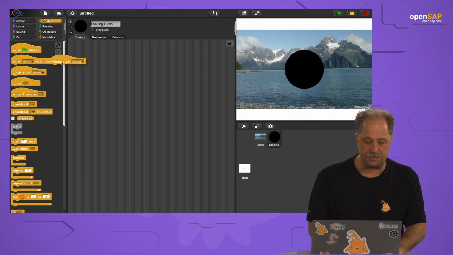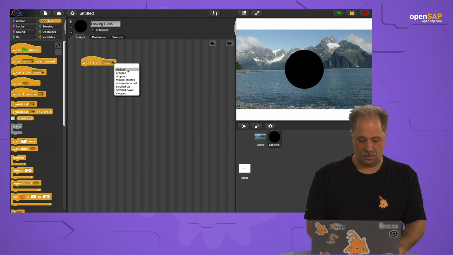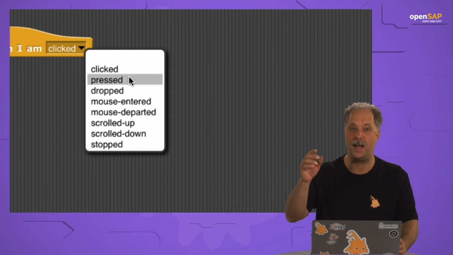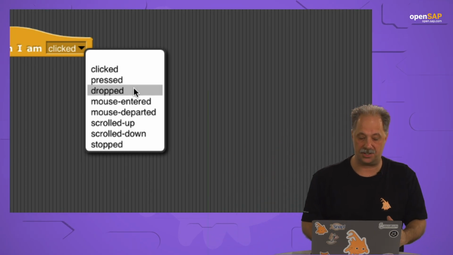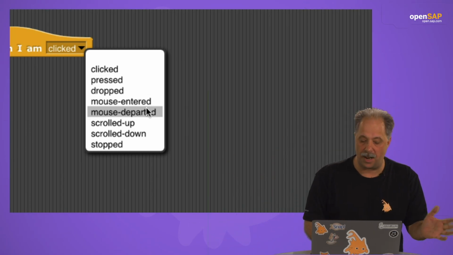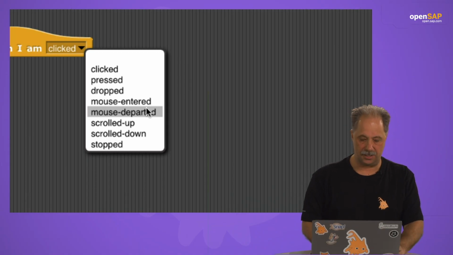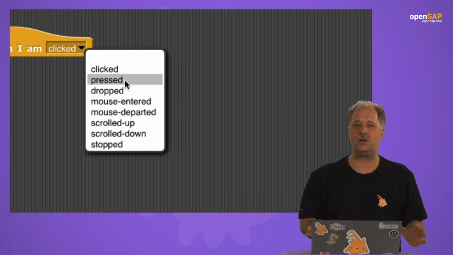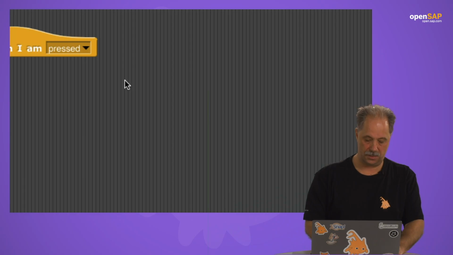We're going to drag out this block and check out the options. I can specify an option for being clicked, pressed, that's when the mouse goes down. Dropped is when I'm dragging it and dropping it on the stage. When the mouse enters, when the mouse leaves, or when a scrolling event is applied to it. And for this, I want it to react as soon as the mouse is pressed. So I'm going to select pressed.